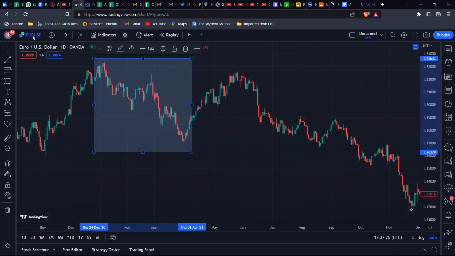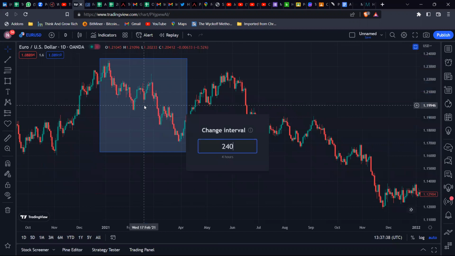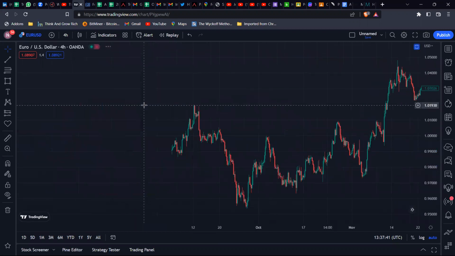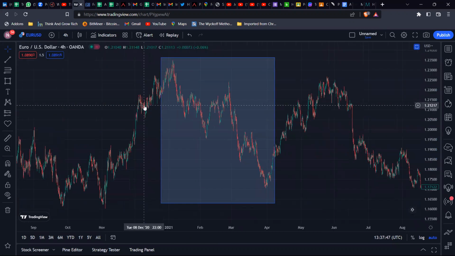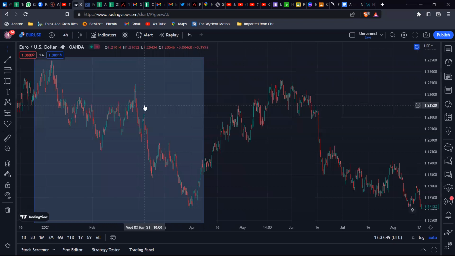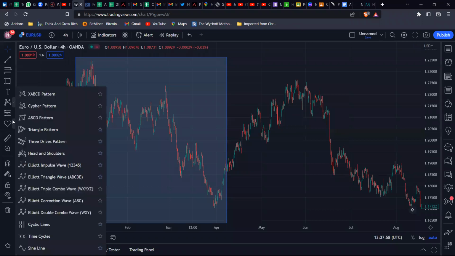Okay, so this is the daily chart of Euro USD. If I drop down into the 4-hour chart, let's see what this place looks like. Here. Now, if you're using TradingView, there is a tool called Elliott Wave. If you see Elliott Impulsive with 1, 2, 3, 4, 5, it's just to draw.